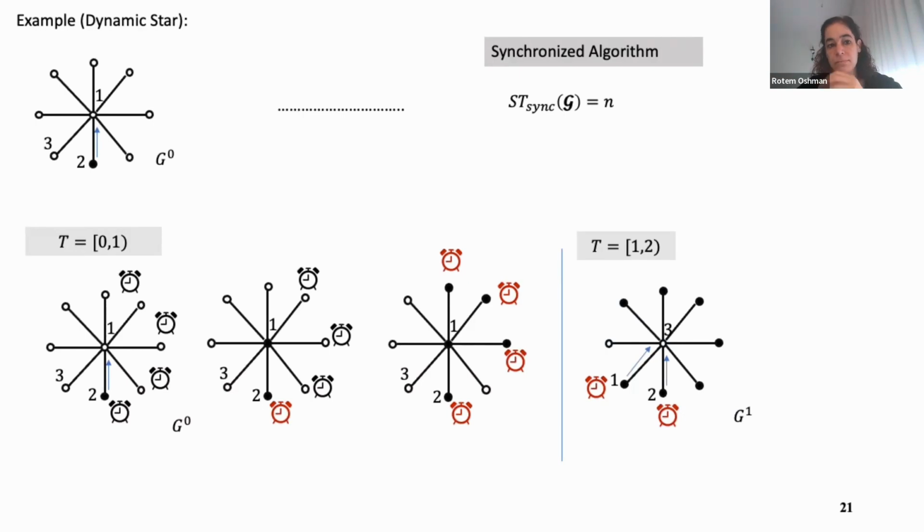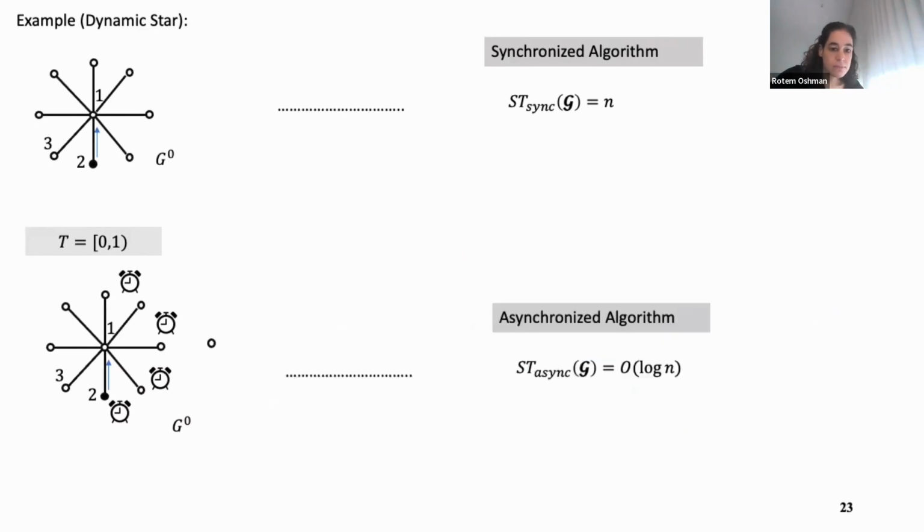And we see that in expectation, we can inform all nodes in a dynamic star in constant time. But since we are interested in spreading time with high probability, we can prove that the asynchronous rumor spreading in a dynamic star informs all nodes in a logarithmic number of rounds. So here one can see that there is a polynomial gap between the asynchronous and synchronous rumor spreading in a very simple dynamic graph topology.